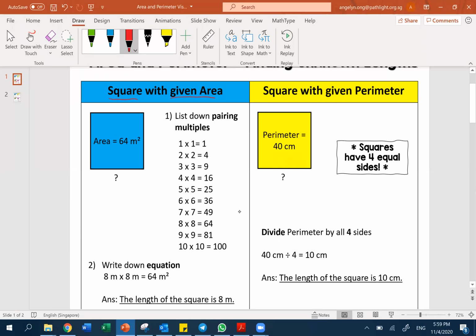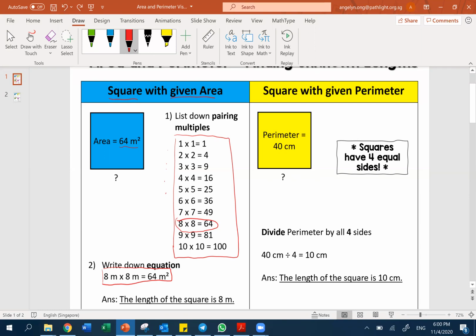We can list down all these pairs of multiples and then we see which one we need. Then we write down the equation. So like this square, the area is 64 square meters, is this one over here. So we write down this equation. But if you can memorize this, you don't have to write down all one by one. You can zoom straight into the correct equation and you write it down. Okay.